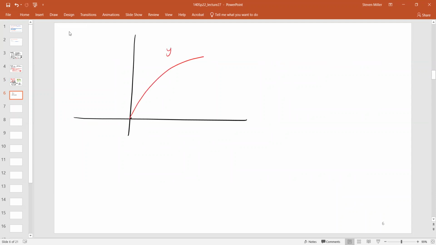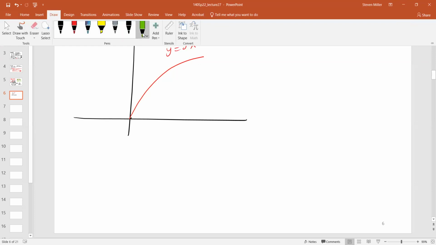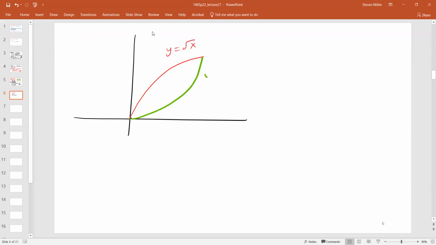So here is y equals the square root of x, and maybe here is y equals x squared. And I could ask, if I look at the region above y equals x squared and below y equals x, what are the points of intersection? It's 0, 0, and what's the other point? 1, 1. So I could say, let me rotate this about the y-axis, or let me rotate this about the x-axis, and ask, what's the region in between?